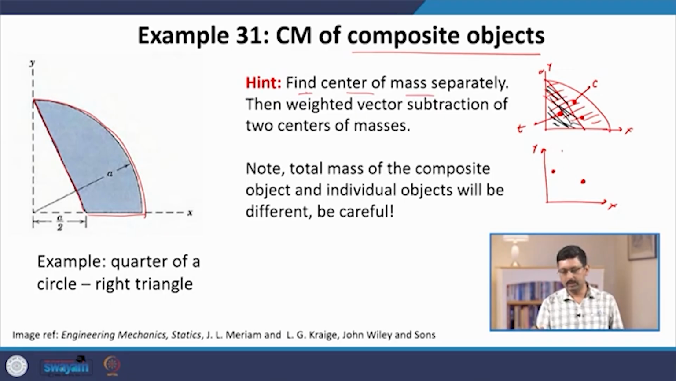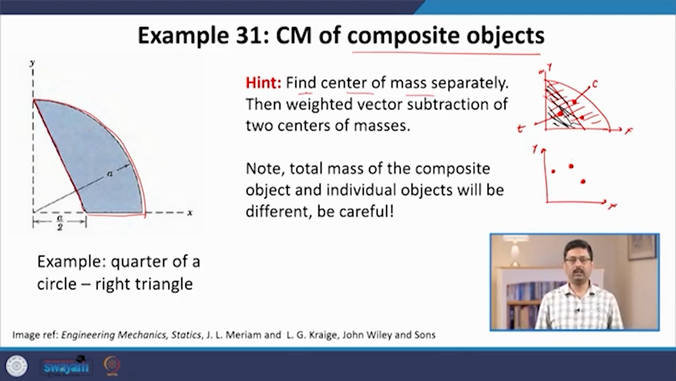Now think of the triangle as a single point and the shaded region as a single point located at its center of mass. If we combine them, then we can define the center of mass of this combination, and this must coincide with the center of mass of the full quarter of the circle, because if we add the triangle and the shaded region, that makes the quarter of a circle. So, this is going to be our strategy.